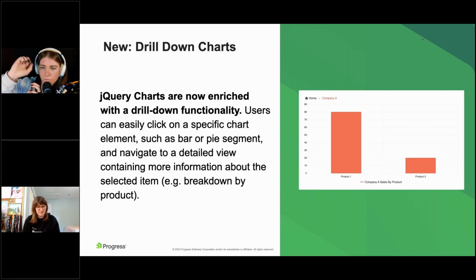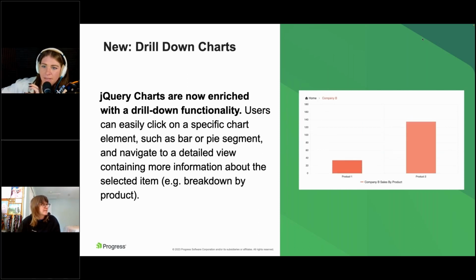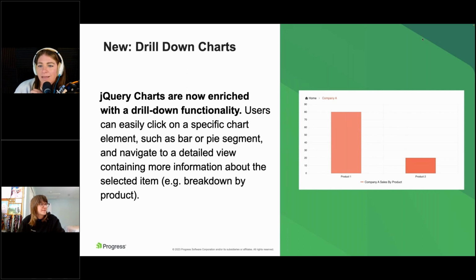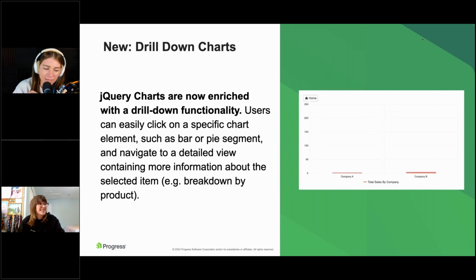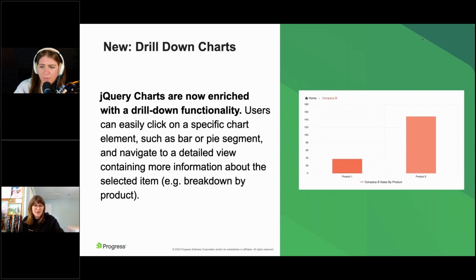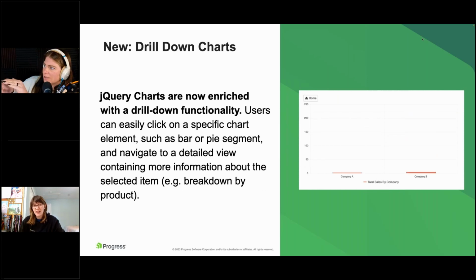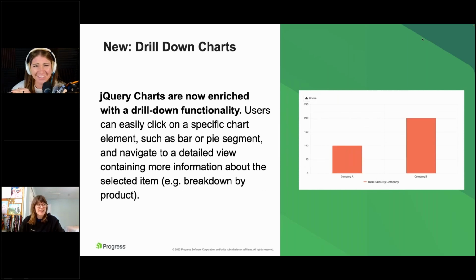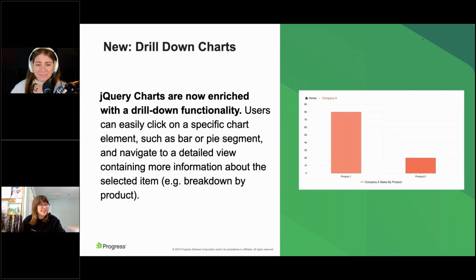So it goes from home to home company A, because you're now viewing more information about company A, product 1 and product 2. Honestly, before the drill down functionality was released in the Kendo UI components, I didn't even realize this was a thing that people wanted. Did you know this was a thing, Kathryn? Like that you nest charts within charts? I have seen charts nestled within charts. I did not know that it was necessarily a request.